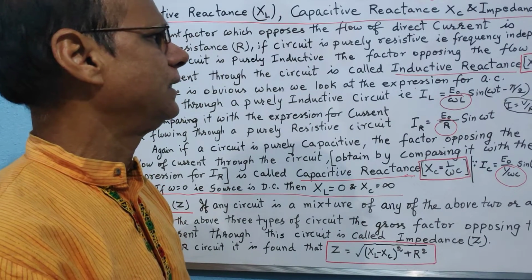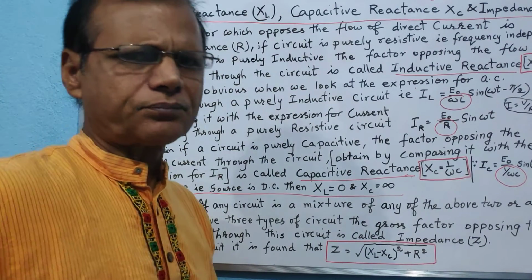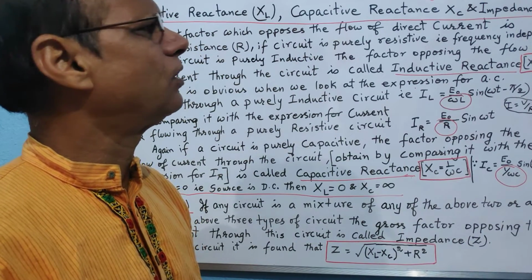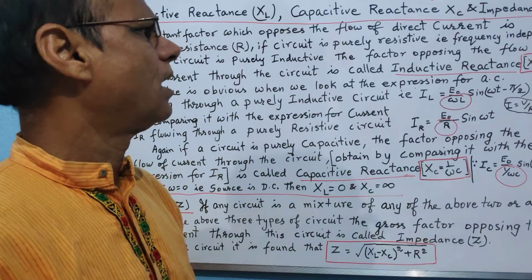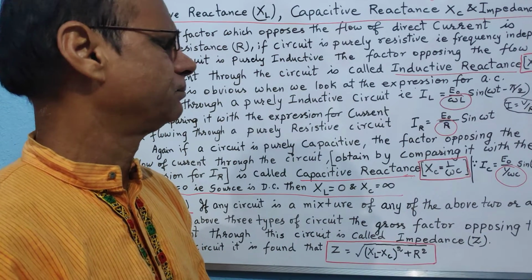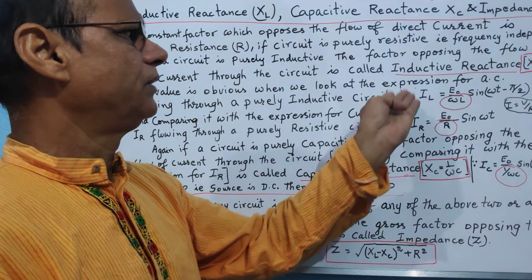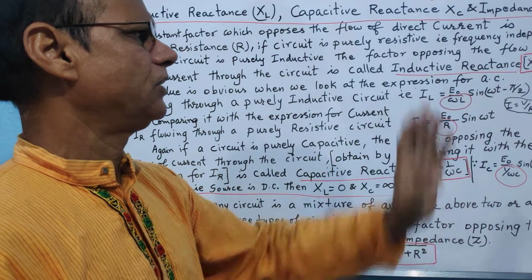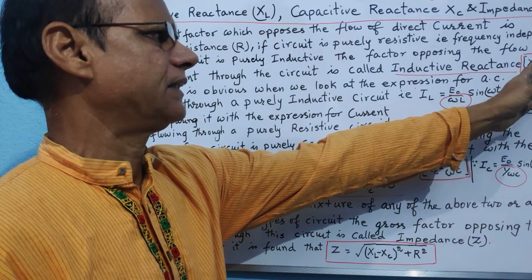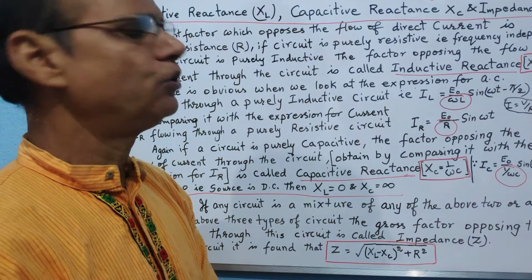Why do we call it inductive reactance? Well, it is different from resistance. Resistance does not depend on frequency, but this depends on the frequency of the applied EMF, and so we name it differently. It is called inductive reactance, and it is symbolically written as XL. So XL is equal to omega L.